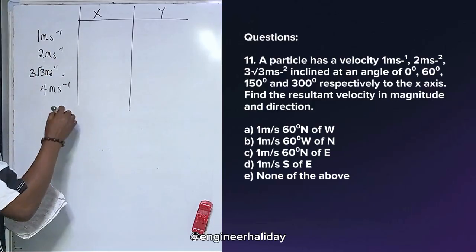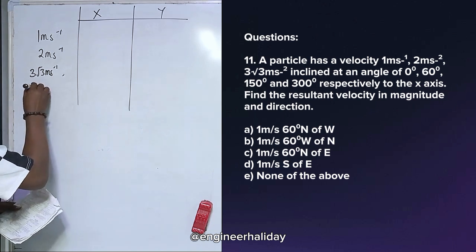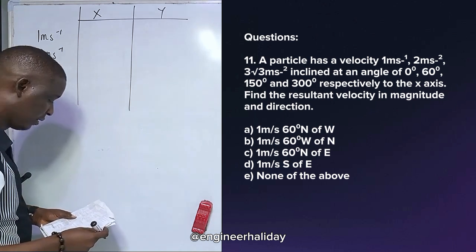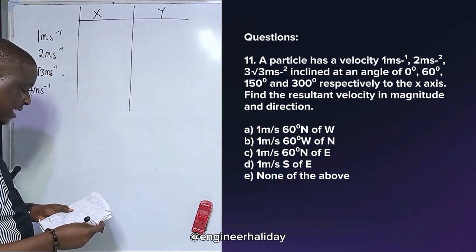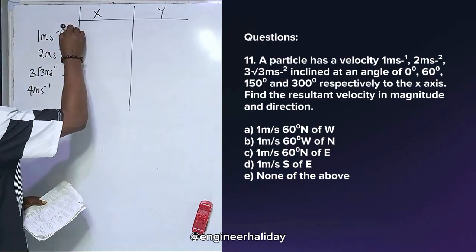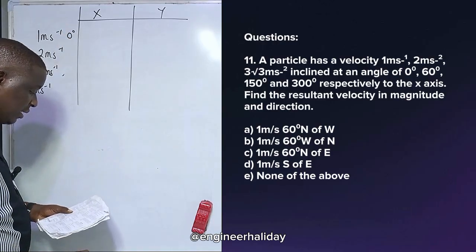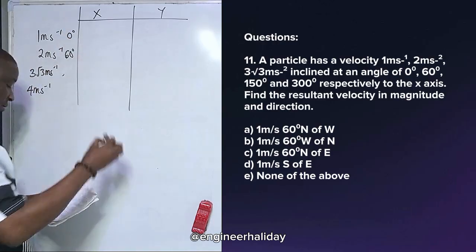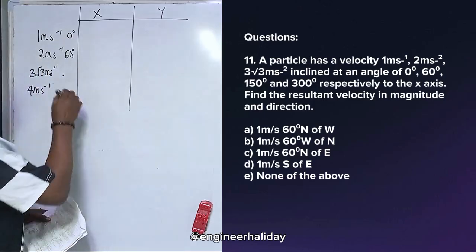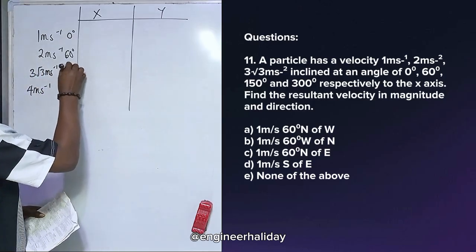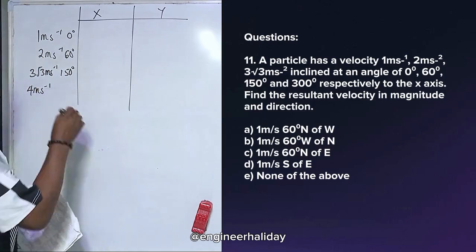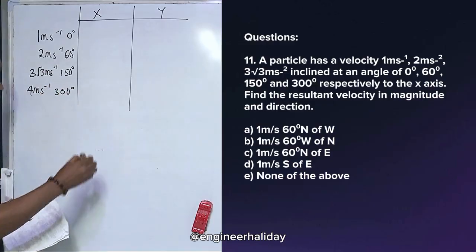The first one is what? What is the first angle for this one? Let me create angle space for them. They are inclined at an angle of 0 degree. First one is 0, second one is 60 degree, third one is 150 degree, and the last one is 300. They are arranged respectively.